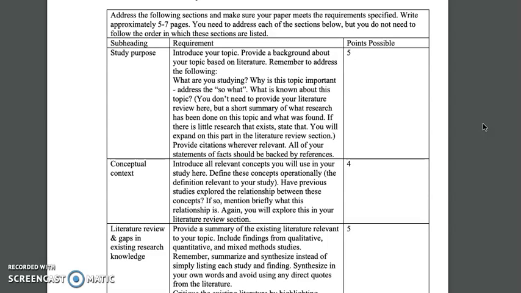topic that you're studying, and why is this topic of interest, or why should it be of interest to the reader, right? So why, besides your personal interest in the topic, why should the broader audience care about, for instance, self-care among social workers, right? So that's sort of what you are introducing in the study purpose section.